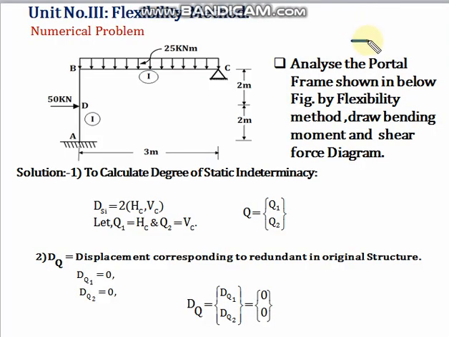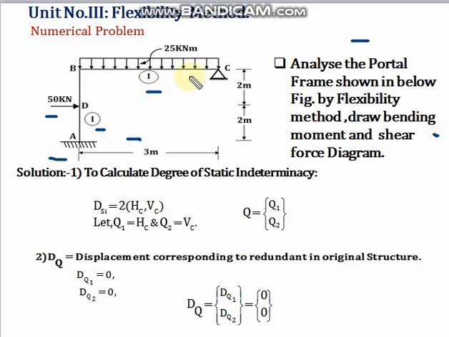Problem statement as follows. Analyze the portal frame shown in figure by flexibility method. Draw bending moment and shear force diagram. In the given figure, column AB is loaded with 50 kN point load at D. Moment of inertia is I. The length of column AB is 4 meter and the point load is loaded at 2 meter from B and 2 meter from A. A is a fixed support.